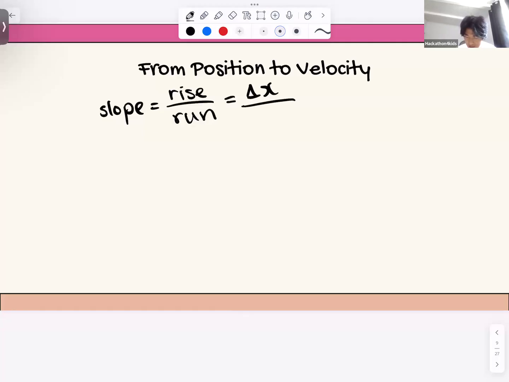We use this triangle to symbolize change in. So actually, delta x equals the final position minus the initial position, which is basically change in position.